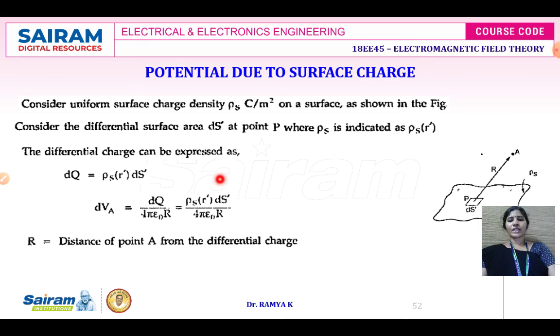Depending upon the coordinate system, you can apply the value of ds depending upon the coordinate system you are going to employ. If you are going to use the Cartesian coordinate system, then ds will be dx into dy in the a_z direction. So likewise, you can apply and find the value of the potential in case of surface charge density.